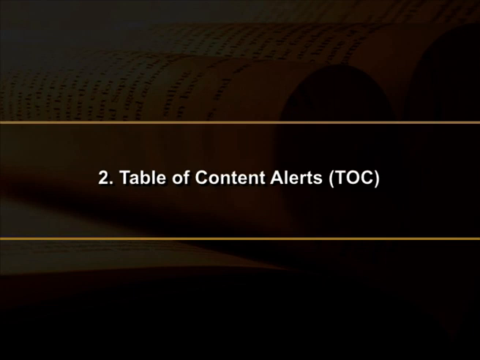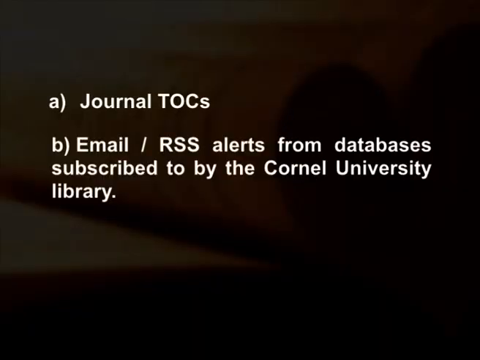2. Table of content alerts, TOC. Table of content alerts allow users to be automatically notified when the new issue of a journal is published. Here, TOC alerts are of 3 types. Journal TOCs. The Journal TOCs table of content service allows users to keep up to date with newly published scholarly materials by enabling users to browse, view, save and search across thousands of journal tables of contents from hundreds of publishers. Email RSS alerts from databases subscribed to by the Cornell University Library.